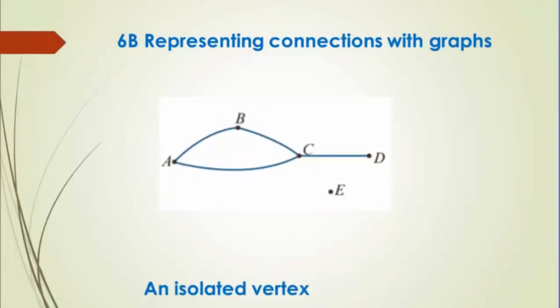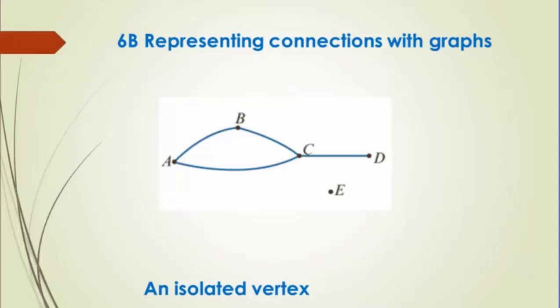Here's another component we haven't looked at before. It's called an isolated vertex, which you can have on a network, but it's just that there's no connections to E, like a town where you can't drive in, you only fly in or whatever. It'll be a different network.